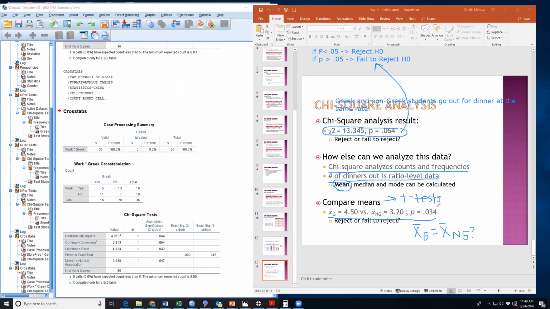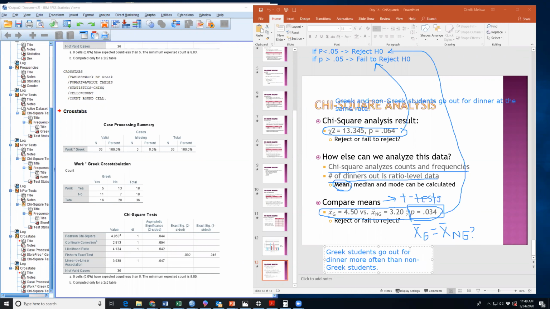When you do this test, for some reason I didn't write down what the t-statistic is, but the p-value is 0.034. With a p-value of 0.034, we would reject the null. In plain English, we would conclude, because the mean for Greek students is higher than the mean for non-Greek students, Greek students were going out on average 4.5 nights a week. Non-Greek students were going out on average 3.2 nights a week. We would conclude that Greek students go out for dinner more often than non-Greek students.